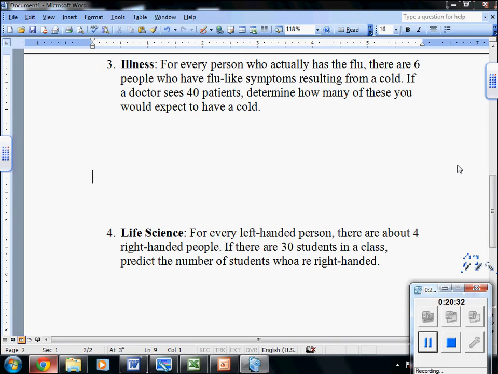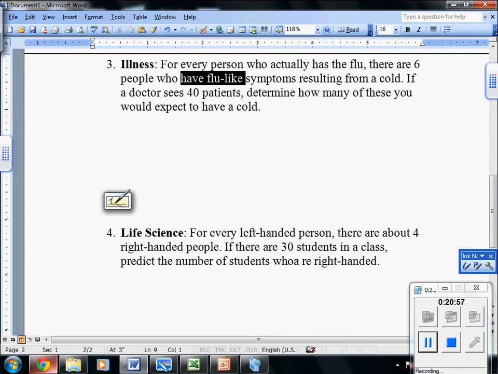Remember to hit pause anytime we go to a new question to try it first on your own, at least to see the first part, to make sure you wrote the proportion correctly, because that's the skill we're focusing on right now. So number 3, it's all about illness. It says for every person who actually has the flu, there are 6 people who have flu-like symptoms resulting from a cold. If a doctor sees 40 patients, determine how many of these you would expect to have a cold.